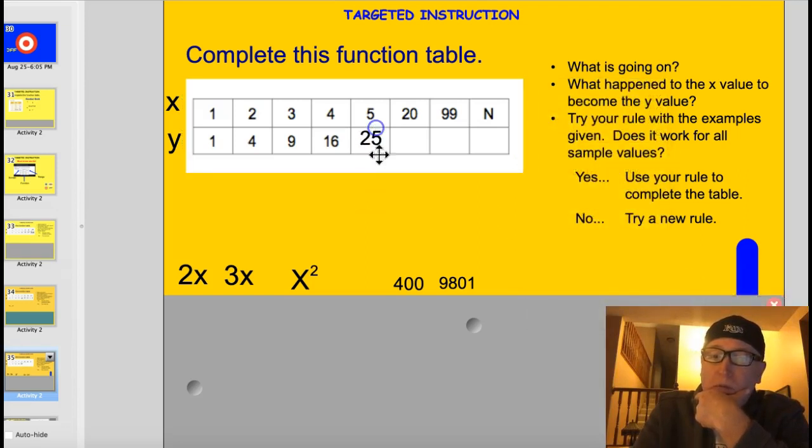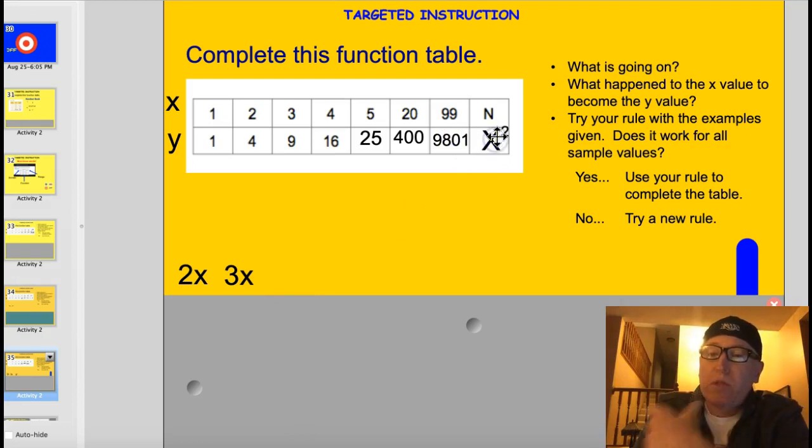5 squared would be 25. 20 squared would be 400. 99 squared would be 9801. And again, the nth term is whatever x is, you square it. So the y is equal to x squared.